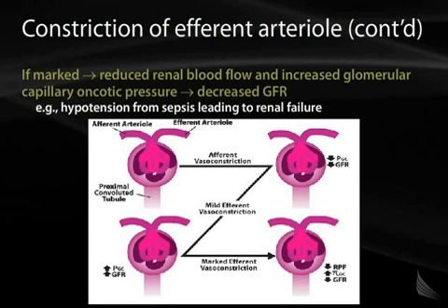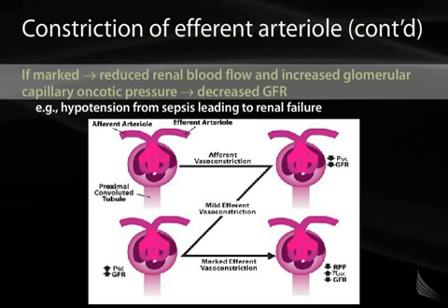However, there is a limit to this. If the efferent arteriolar constriction is marked, there is reduced renal blood flow and increased glomerular capillary oncotic pressure. Ultimately, GFR will fall.